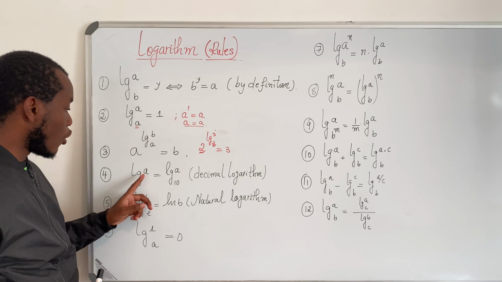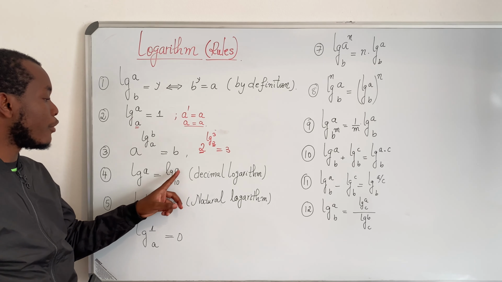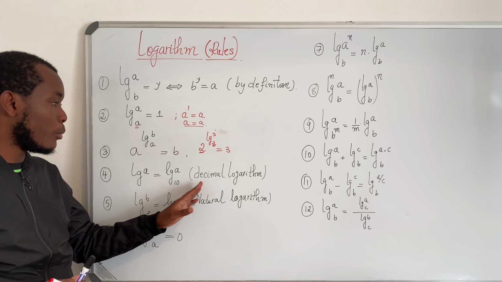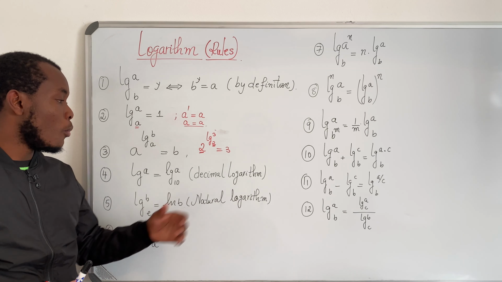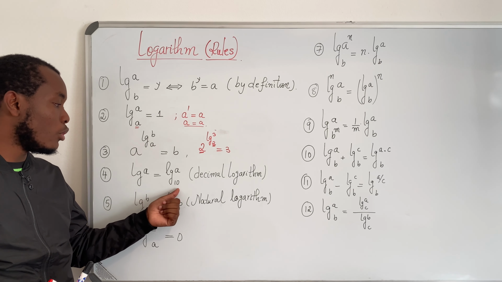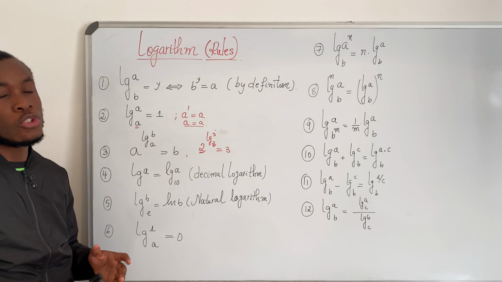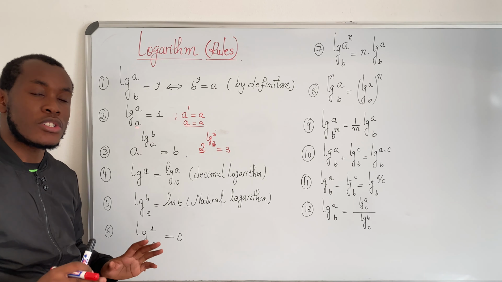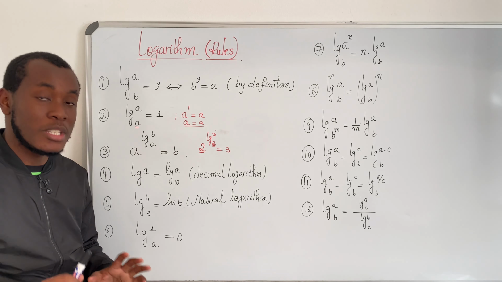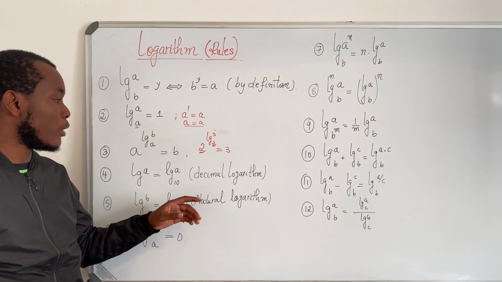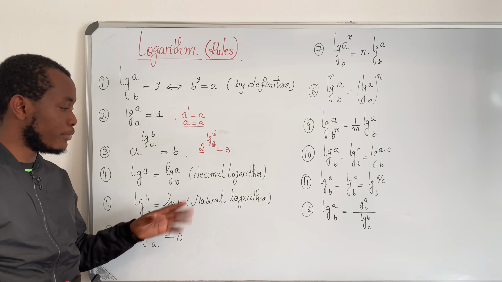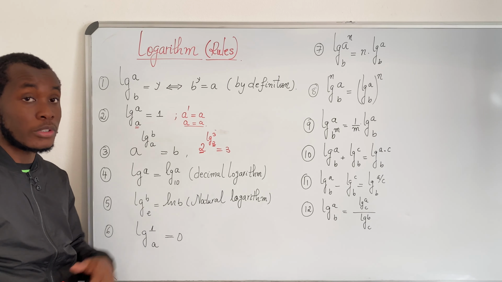This is what this rule says. Okay, log of a is equal to log of a to the base 10. Usually when we're solving this type of log, we call it decimal logarithm. Why is it decimal logarithm? Because the base is 10, but we don't usually put 10. So whenever you're solving any type of exercise where you don't see the base, that means there is 10 there. That means the base is 10, that's why we call it decimal logarithm. Decimal comes from this base 10.